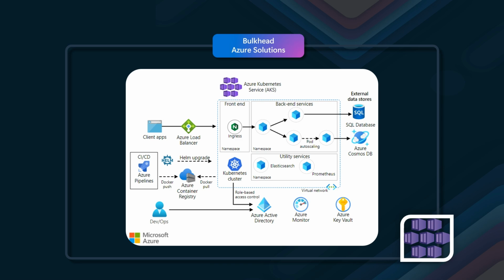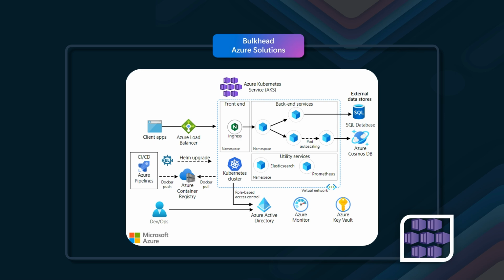By isolating utility services in their own namespace, we ensure that they operate independently of the main application components, further strengthening our bulkhead architecture. Our architecture also integrates with external data stores, including SQL Database and Azure Cosmos DB. These databases are critical for storing and retrieving application data. The integration with external data stores is managed in a way that ensures high availability and redundancy, preventing data access issues from affecting our application's performance.